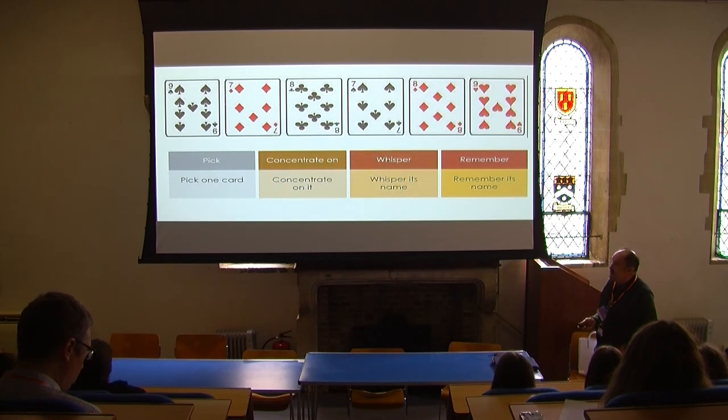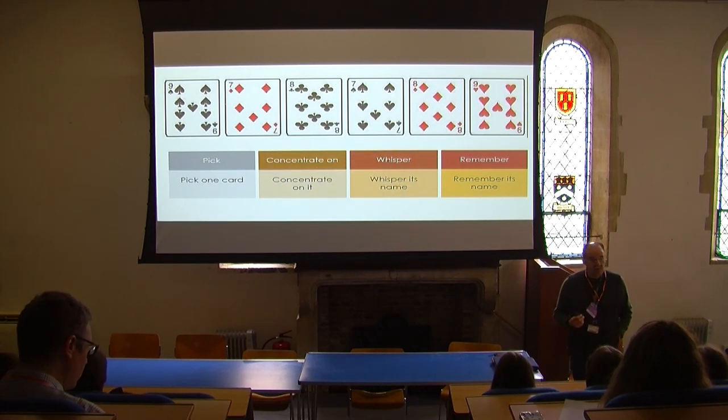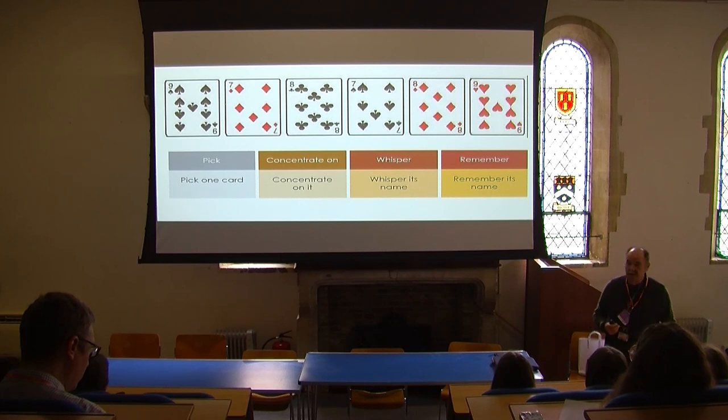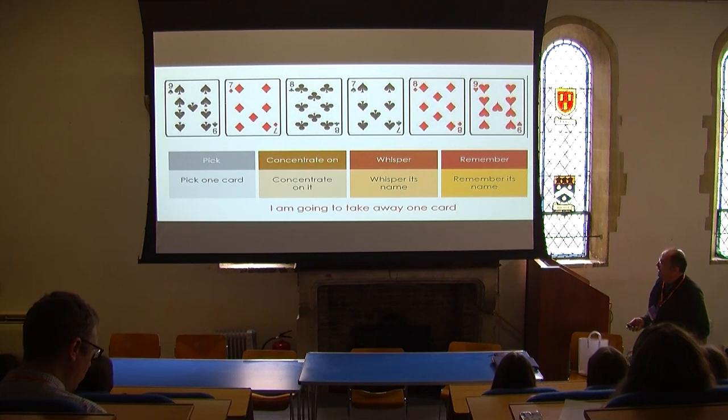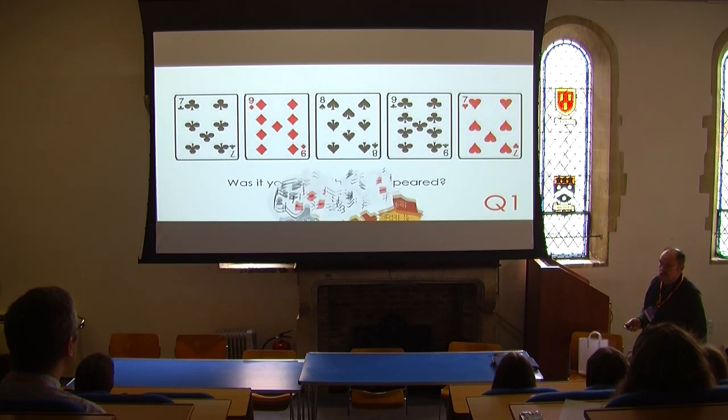So let me start off with this little interactive. It's just a little bit of fun, but it really probes why we don't see what we think we see. Why are many of these cases taken forward on eyewitness testimony when it's proven to be very fallible? So you're all bright people, you've all got the instructions, yes? We're going to take away one card, and we're going to ask, was it your card that disappeared?